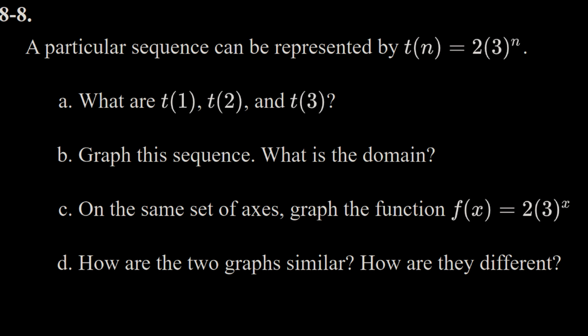A particular sequence is represented by the explicit rule t of n equals 2 times 3 to the n. What are t of 1, 2, and 3? So if I created a quick table of values here, I want to know when n is 1, when it's 2, and when it's 3, what is t of n for each one of those?